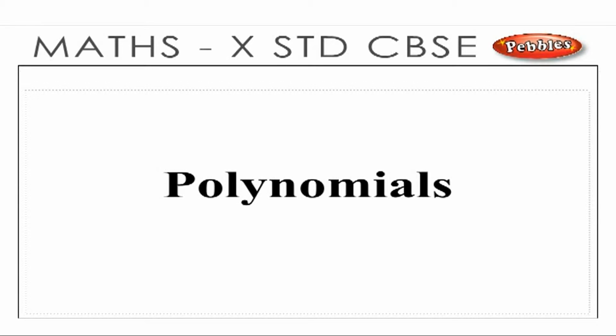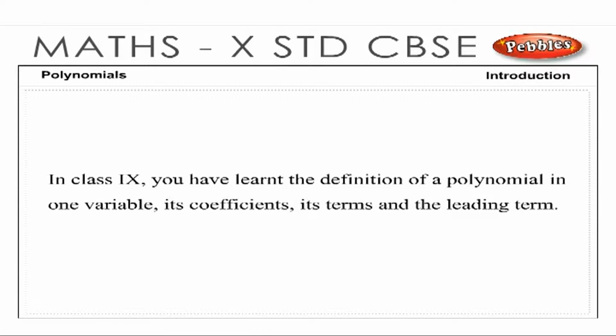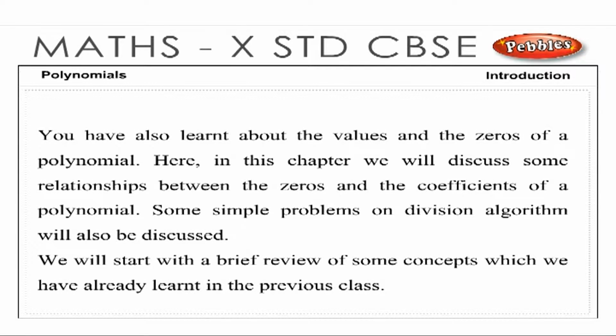Polynomials. In class 9, we have learnt the definition of a polynomial in one variable, its coefficients, its terms, and the leading term. We have also learnt about the values and the zeros of a polynomial. Here, in this chapter, we will discuss some relationships between the zeros and the coefficients of a polynomial. Some simple problems on division algorithm will also be discussed.